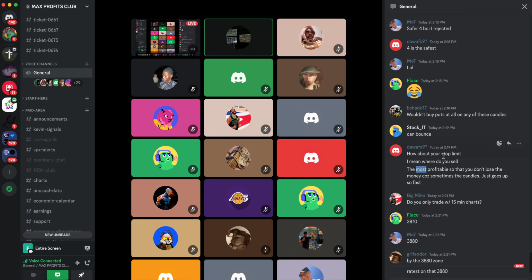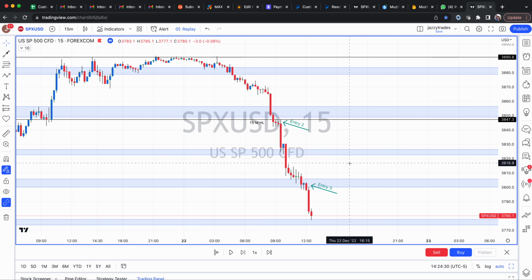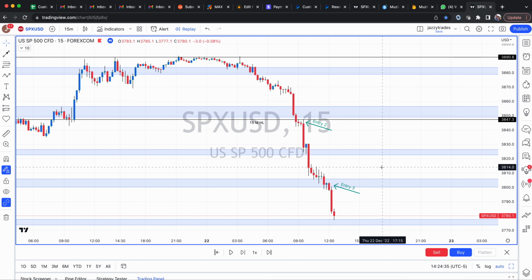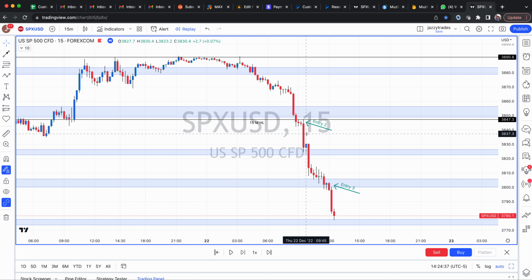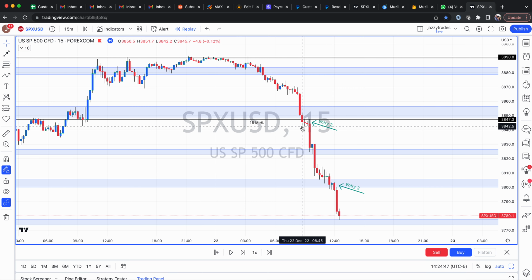How about your stop limit? Basically, where I'm selling for profit and the most profitable so that you don't lose. Look, take an SPX contract. If you understand how they work, you can actually trade SPY as well, but I'm going to give an example with SPX. So let's say you don't have a big account. Let's go step by step. Say a person with a $3,000 account. You need a minimum of $2,000 to $3,000 to trade this anyways. That person can only buy one contract, and you should only buy one contract.